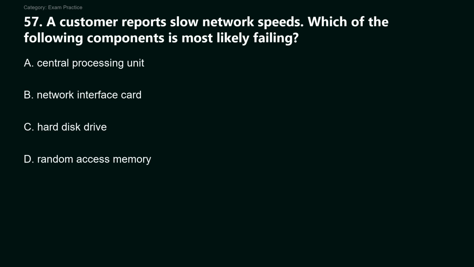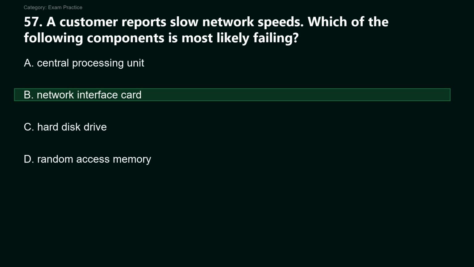Question 57. A customer reports slow network speeds. Which of the following components is most likely failing? Option A, central processing unit. Option B, network interface card. Option C, hard disk drive. Option D, random access memory. The correct answer is option B, network interface card.